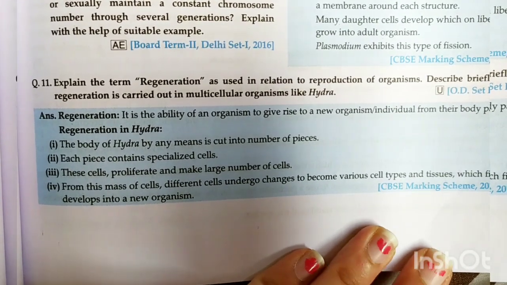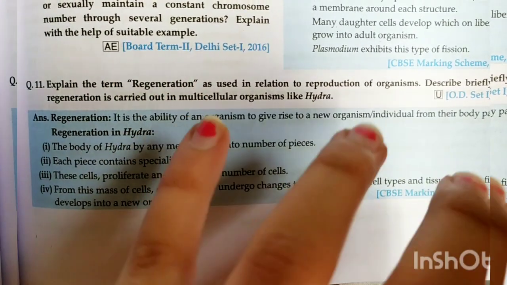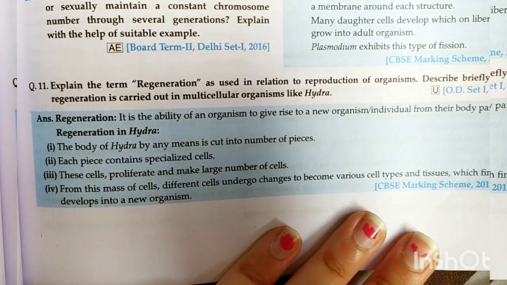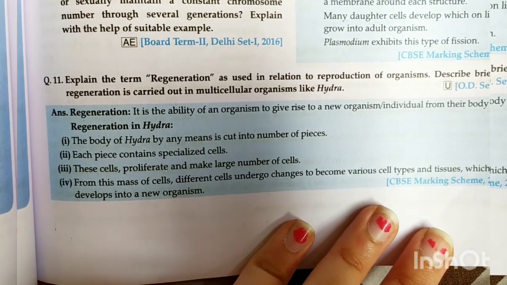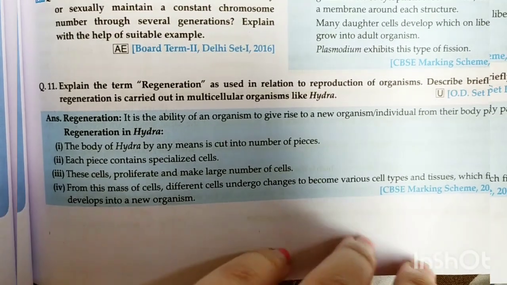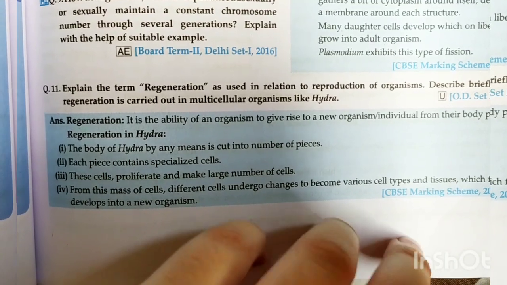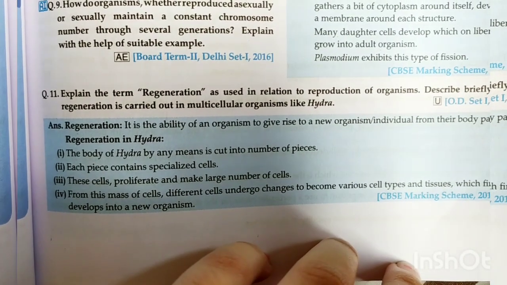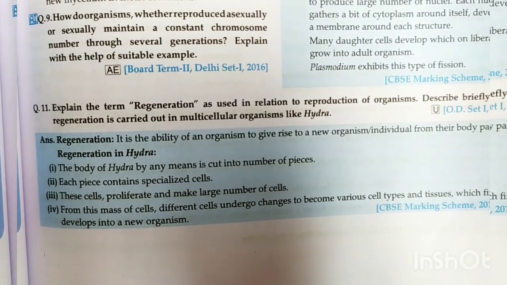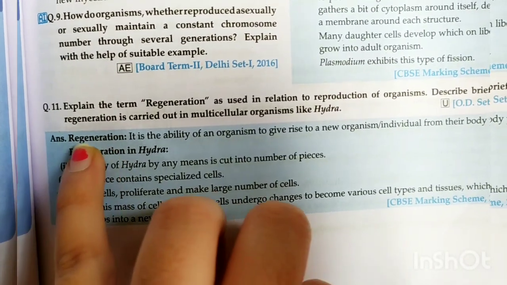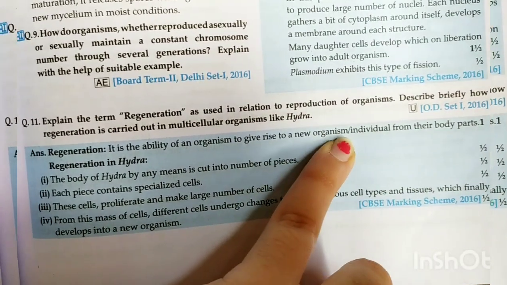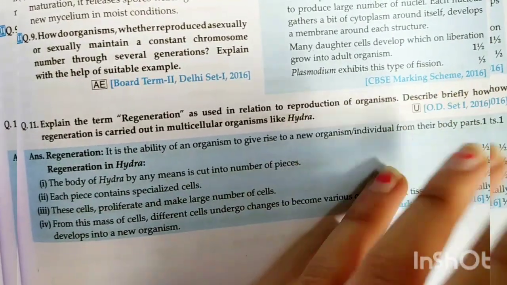So here, first of all, we need to explain the term regeneration. What is regeneration? It is the ability of a fully differentiated organism to develop a new individual from its broken or cut body parts. So as you can read from here, regeneration is the ability of an organism to give rise to a new individual or new organism from its body parts, like I have said earlier.